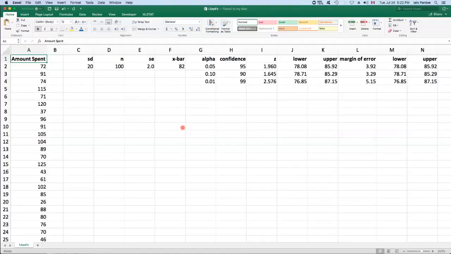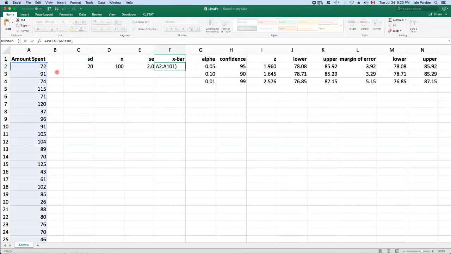In this video, I'll show you how to calculate a confidence interval for the mean when we assume that the population standard deviation sigma is known. For this example, we have the amount spent in a department store by 100 customers. We're going to assume that we know the population standard deviation is 20, sample size is 100, so our standard error is 20 divided by the square root of 100. Our sample mean is the average of the 100 amounts, and that comes to 82 in this example.